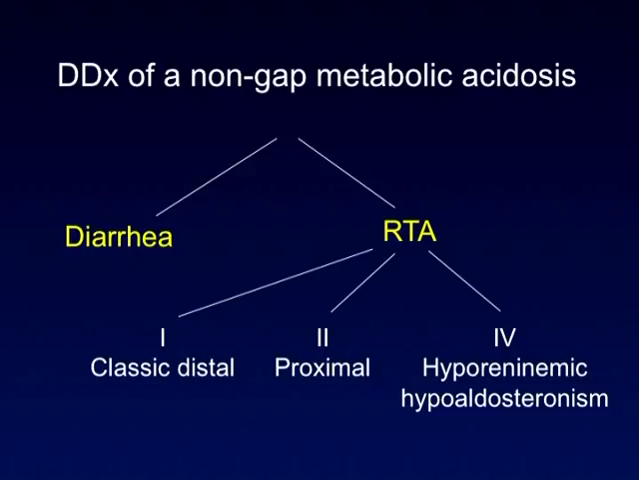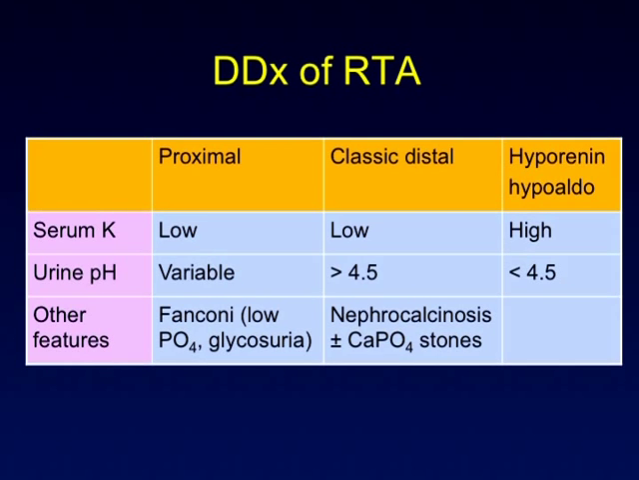And remember, there are basically 3 types you have to remember: a classic distal, a proximal, or a hyporeninemic hypoaldosteronism. If they don't ask you about the type 1 or type 2, they're going to ask you of type 4. And in type 4, you just got to remember there's a bunch of drugs that do it, right? That's the key. So how do you distinguish this? This is a very simple table, and you should be able to memorize this. If you haven't memorized this table, please do so between the hours of 11 p.m. tonight and midnight.